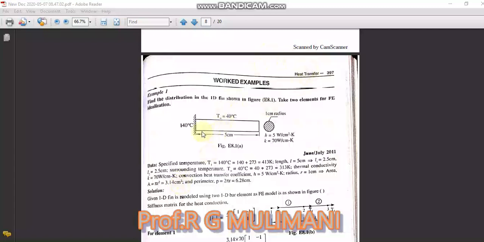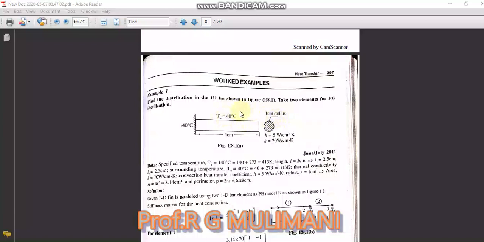Here we have one pin where one end is specified with some temperature. It is shown as fixed. If it is fixed, it means it is a specified temperature. At this specified temperature node there will be no heat transfer. And this is a fin. It is of 5 centimeter length, and the radius is 1 centimeter. So you convert it to area, pi by 4 d square. You consider d in meters.